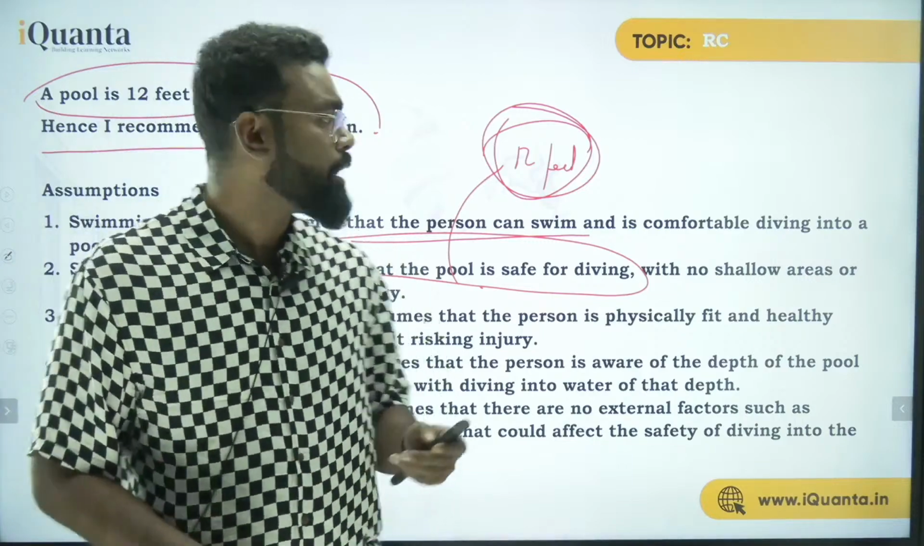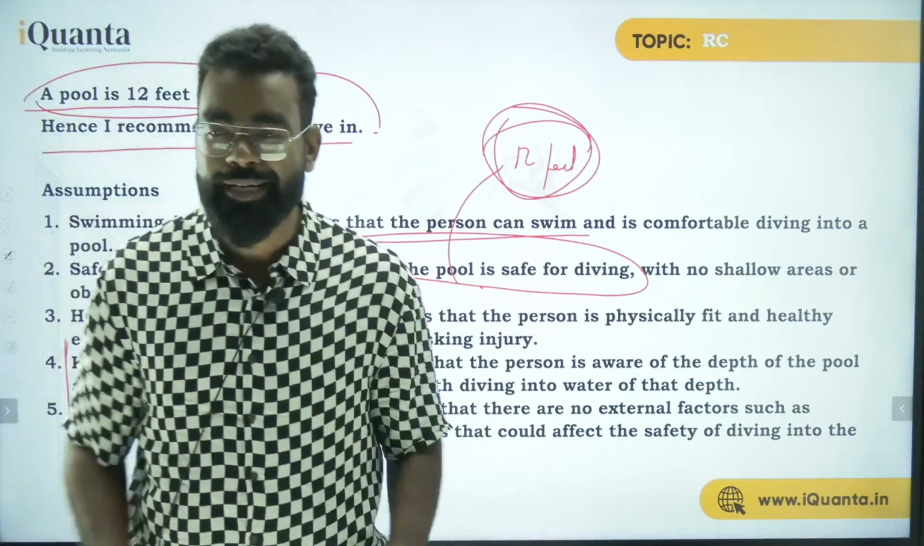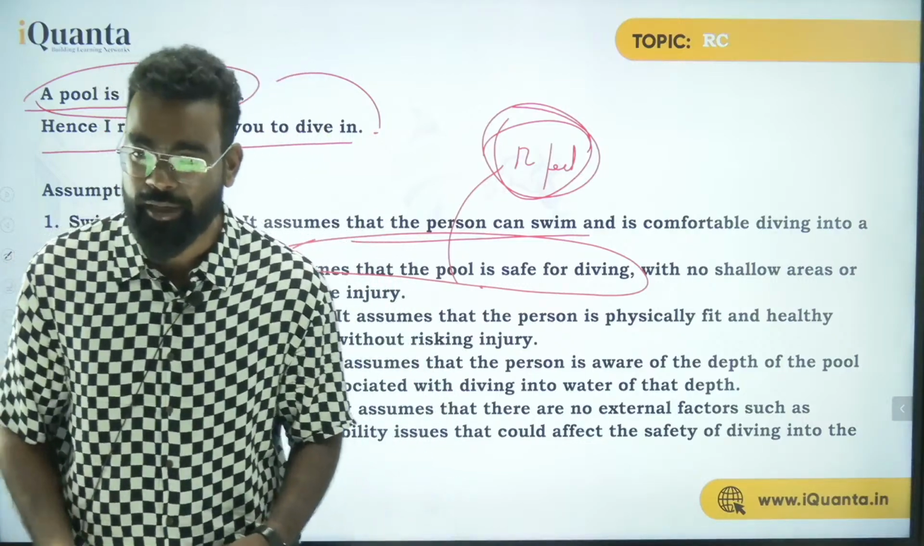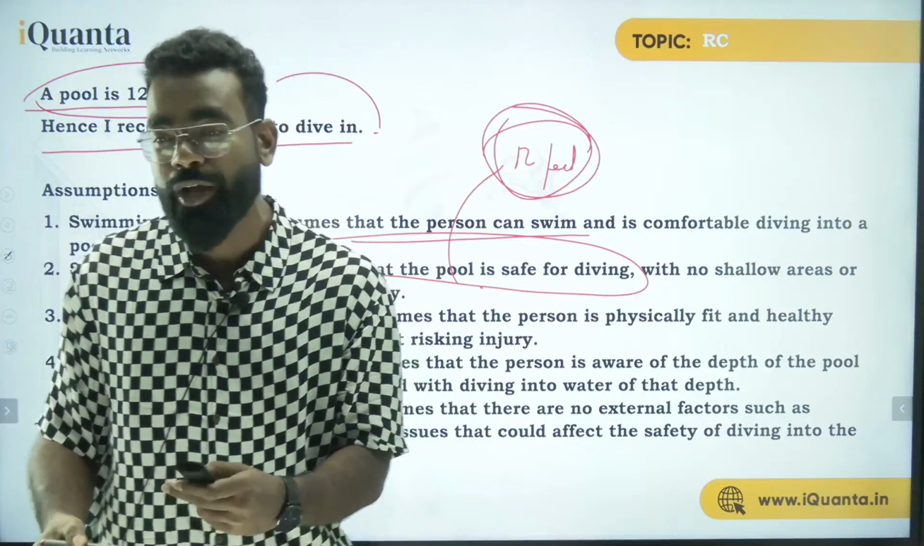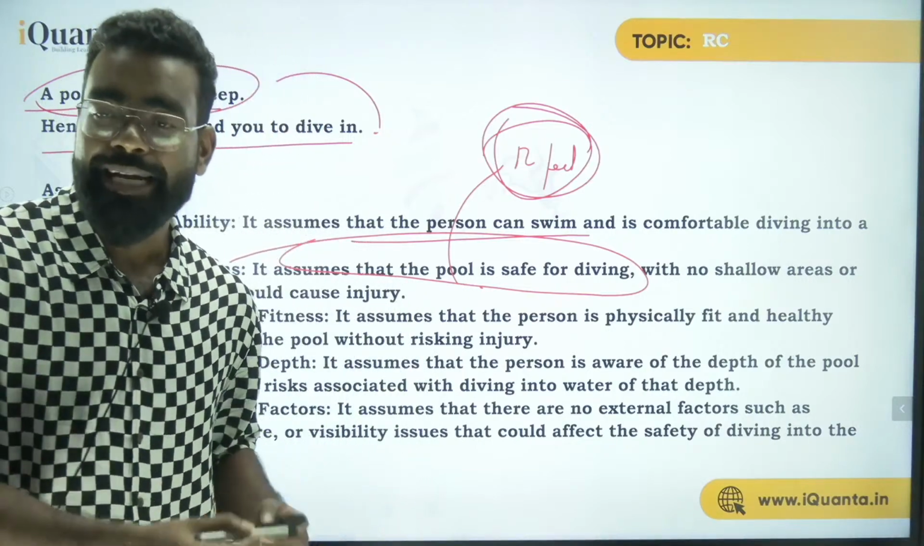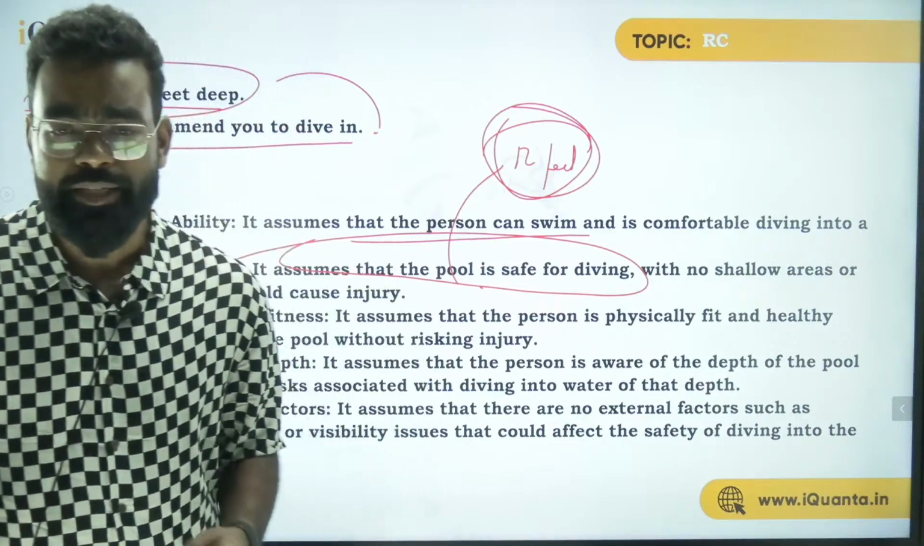Sometimes people say, I can also say that the 12 feet deep pool is not a right thing, like it's an incorrect statement. This also weakens the argument, but it won't weaken it the way it does when I'm targeting the logic. Am I clear? Guys, all of you, is it fine?